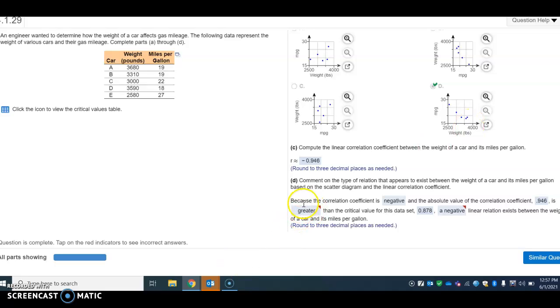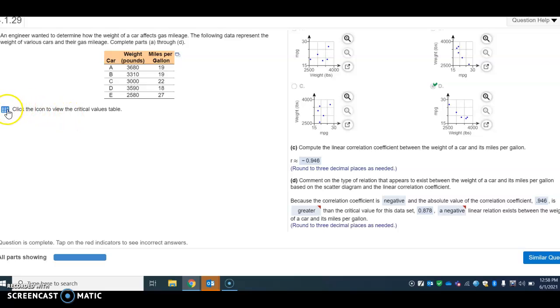So we fill in the blanks in part D this way. Because the correlation coefficient is negative, and the absolute value of the correlation coefficient is, so in this blank, you drop the negative because they ask for the absolute value. So you drop all negatives when it asks for the absolute value. So we just give it the 0.946. And the reason you drop the negative is because you only want to use the positive value, the 0.946, when you compare this to what's called the critical values.